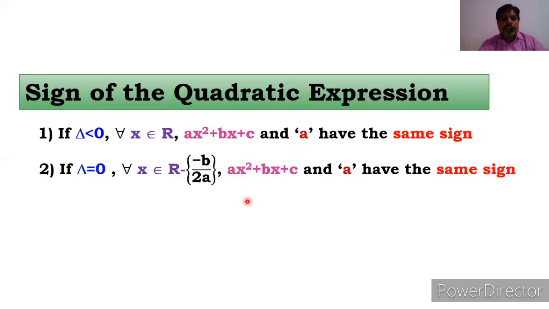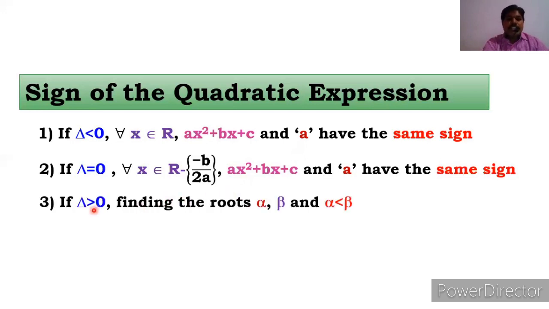The third case, you have to see it, that has 2 cases arising. So see the third point. If discriminant greater than 0, you have to find the roots alpha and beta, with alpha less than beta. If discriminant is greater than 0, that means the roots are real and not equal. In this case, you have to find out the roots alpha and beta such that alpha less than beta.